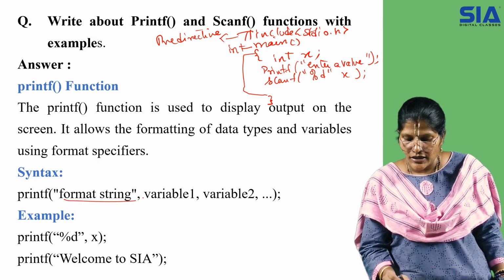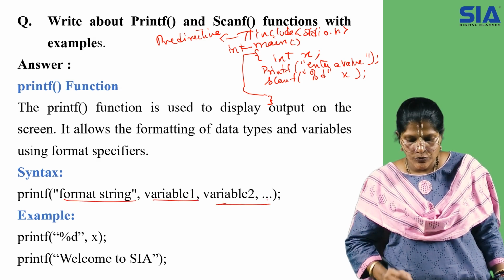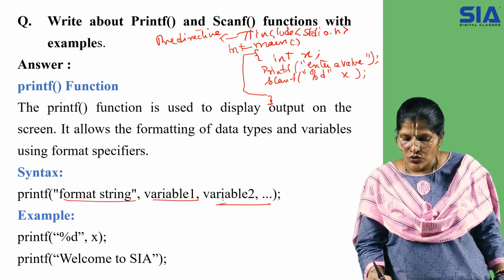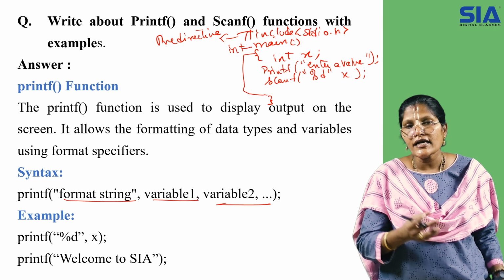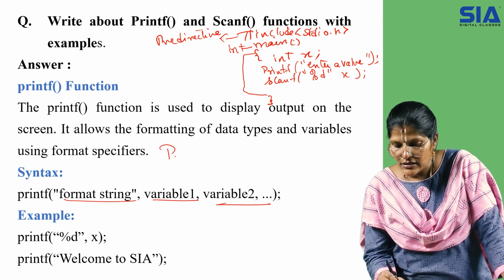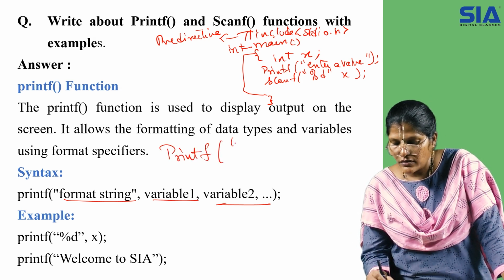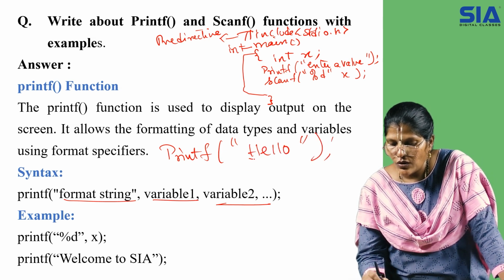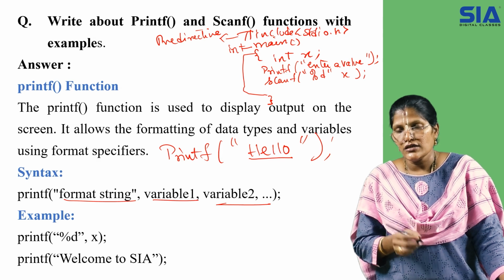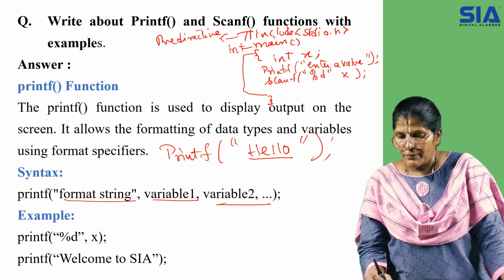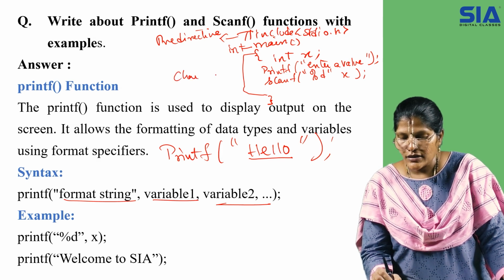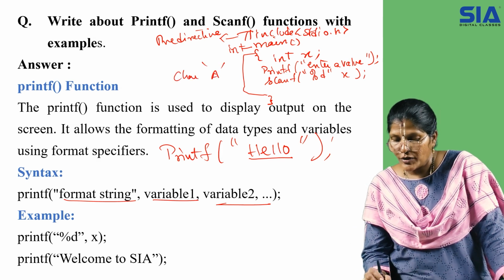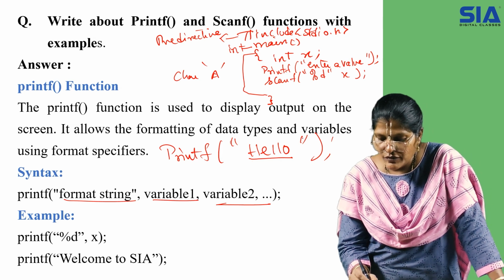The syntax of this function would be the formatted string, variable 1 and variable 2. This is mostly used to extract the value from the memory onto the system. But before that, I am just printing the content with printf. I am printing hello, which is a string. What is a string? A string is a set of characters, and because it is a string, we have to include it within quotes.